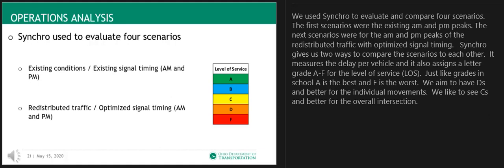Syncro gives us 2 ways to compare the scenarios to each other. It measures the delay per vehicle, and it also assigns a letter grade, A through F, for the level of service. Just like grades in school, A is the best and F is the worst. We aim to have D's and better for individual movements. We like to see C's and better for the overall intersection.